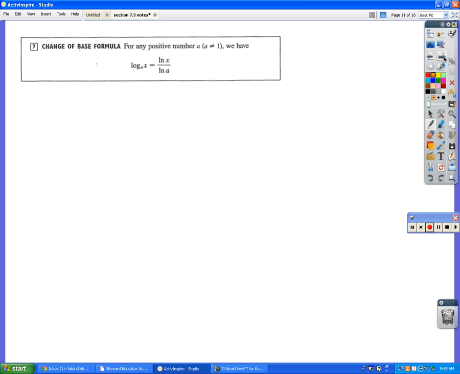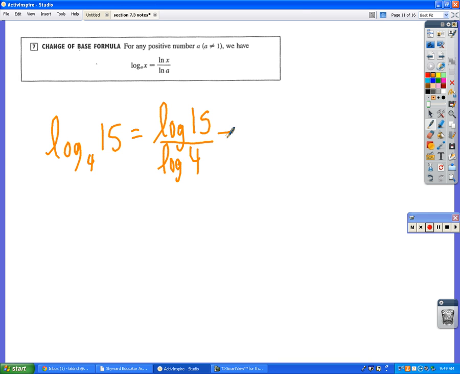If there's no base, it's base 10, right? That's all your calculator has. So let's say you wanted to figure out what the log base 4 of 15 was, and your calculator only has base 10. What do I do? You can rewrite this as log of 15 divided by log of 4, or you can do it as natural log of 15 divided by natural log of 4, because they cancel out. You can choose your base, it can be any base you want. So if you want to use e as your base, then it would be a natural log. If you want to use 10 as your base, then it would be just regular old log. Either way, you'll get the same thing, okay?